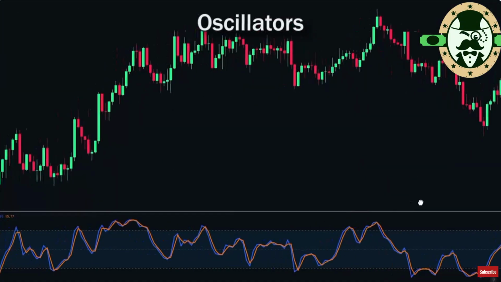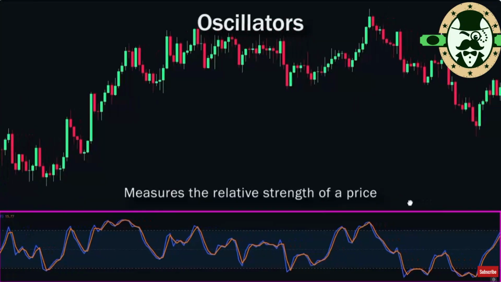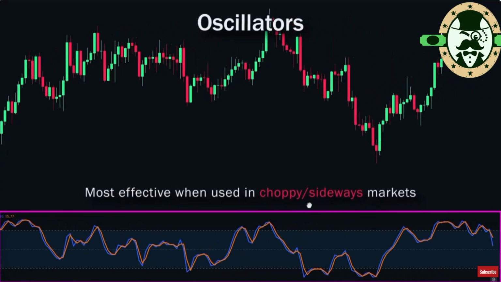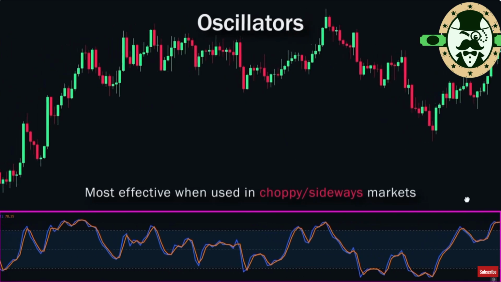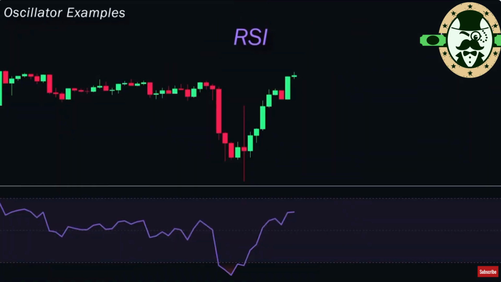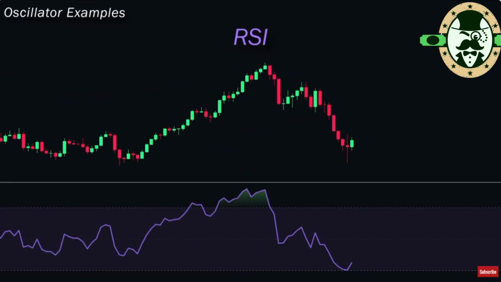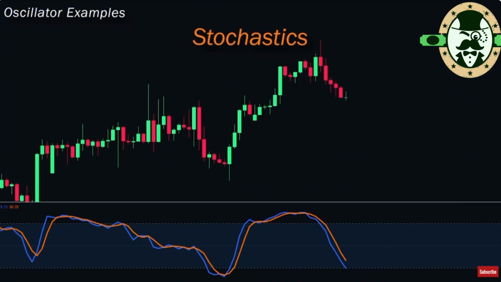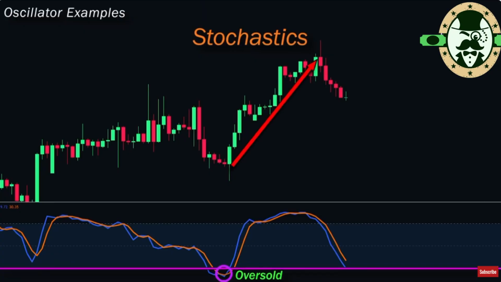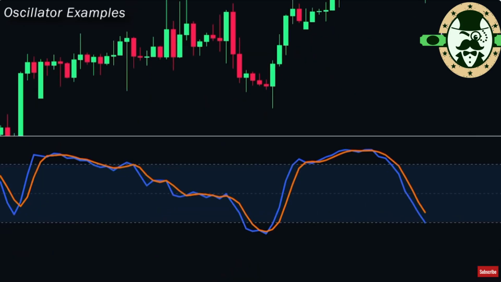The 16th strategy we're going to look at is oscillators. Oscillators are indicators that show relative strength and are best used in choppy or sideways markets. Some examples include RSI, which can suggest an upside reversal when the price is below the 30 line, and an overbought condition when the price is above the 70 line. Stochastic, which generates crossovers that can signal reversals. Lines above the 80 line suggest an overbought condition, and lines below the 20 line suggest an oversold condition.